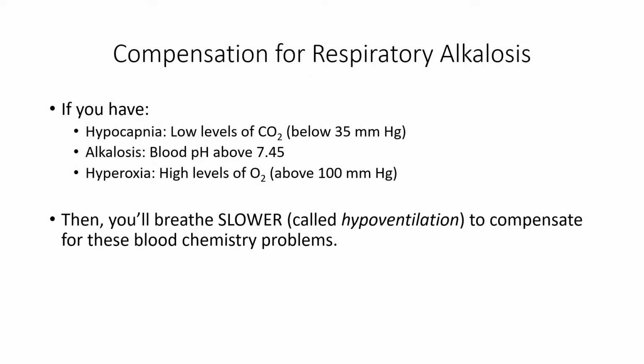All right, so this slide here just reiterates what we just talked about. When your CO2 levels drop below 35, when your pH goes above 45, or if you have too much oxygen above 100 millimeters mercury pressure, any of these three things can stimulate or depress the stimulations for the nervous system, and the respiration rate will slow.